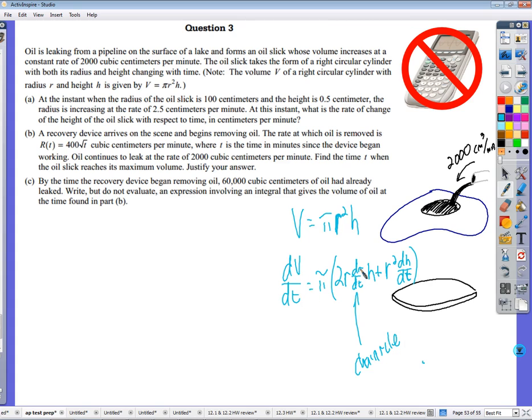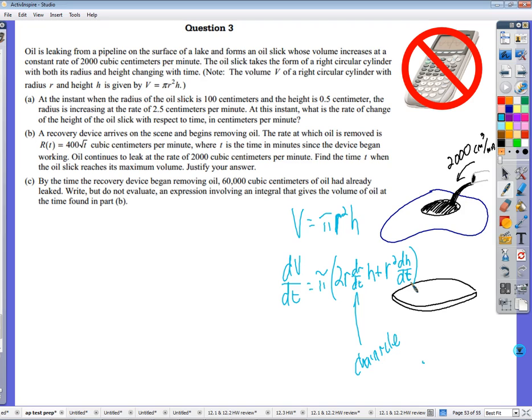And dr/dt is saying how much what per minute? Radius. How much radius? Radius is measured in centimeters. And how much height per minute? How many centimeters per minute is the height changing?